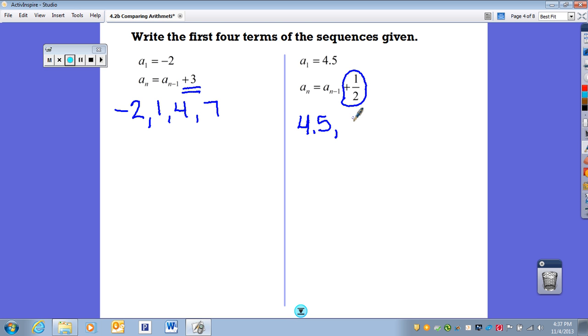So if I have 4.5 plus 1/2 would give me 5, plus 1/2 would give me 5.5, and plus 1/2 would give me 6.